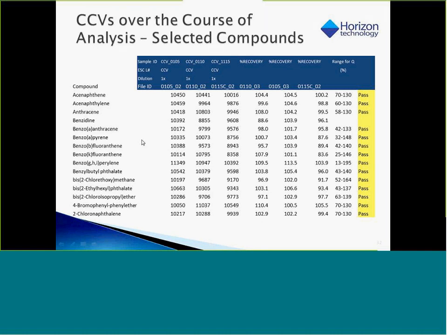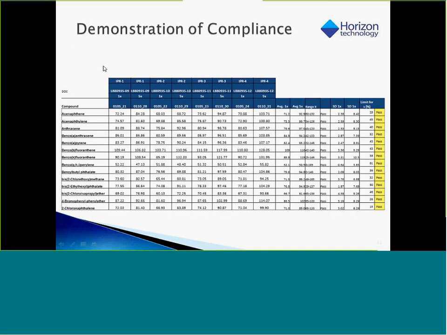So just to show you some selected compound data, this is a chart summarizing the percent recovery of the CCVs over the course of the analysis at ESC. This was a sample that was run by them to ensure that their system was in compliance during the run of the methodology. And to make it easier to observe, I've put a yellow column at the end with a pass-fail. And you can see that their system was in compliance throughout the analysis.